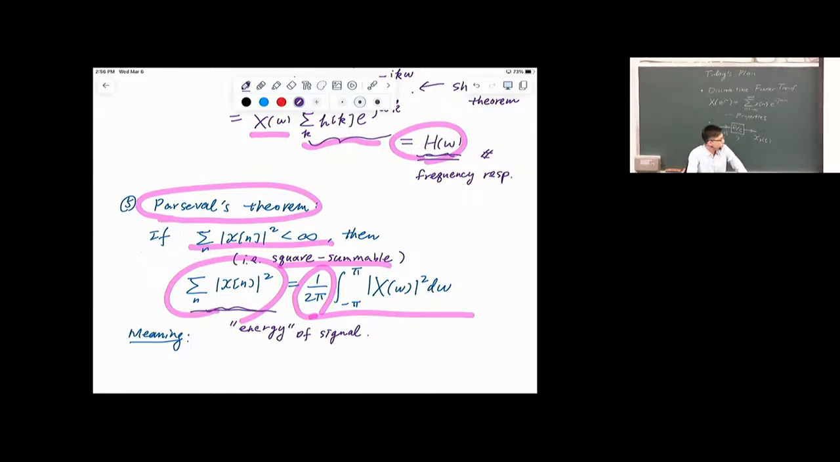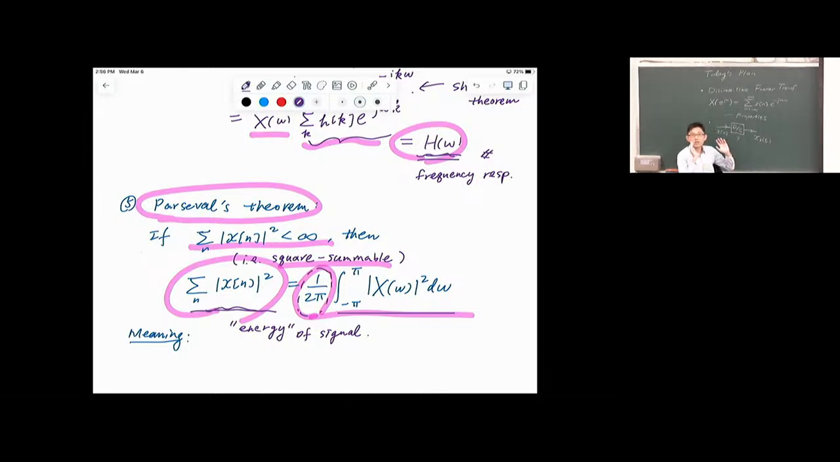So this theorem tells us that the energy can be calculated in the time domain or in the frequency domain. You can sum up in time, or you can calculate the same energy in the frequency domain, whichever way is more convenient. They will be equal. They differ by a factor of 2 pi; after normalization, they are equal.